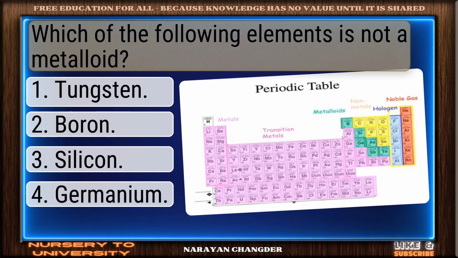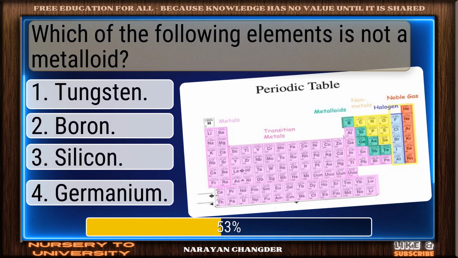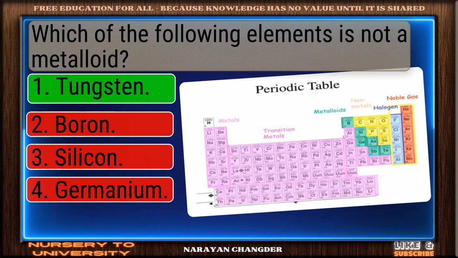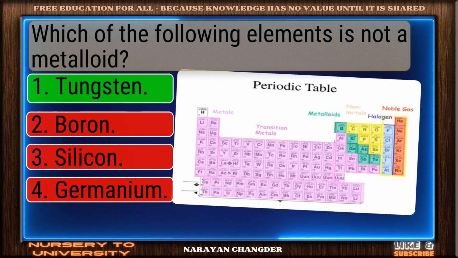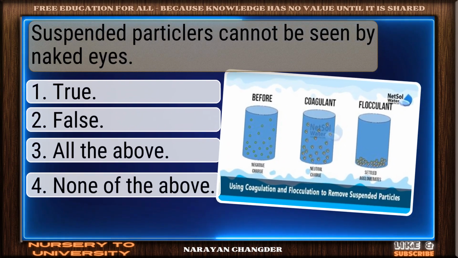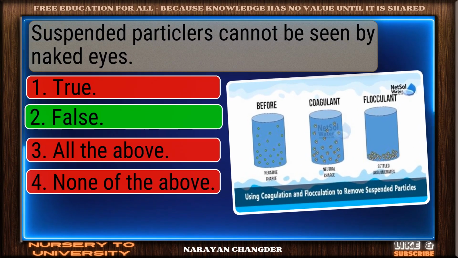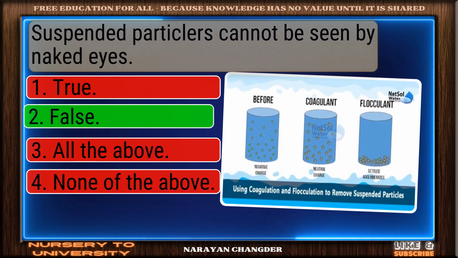Question number 180. Which of the following elements is not a metalloid? Good job. Your answer tungsten works well here. Question number 181. Suspended particles cannot be seen by naked eyes. Nicely done. False is a solid answer.